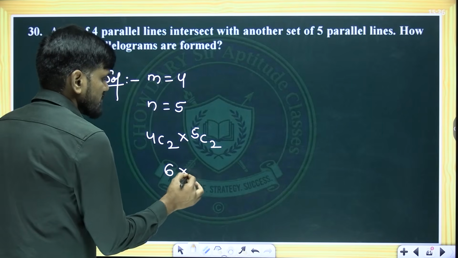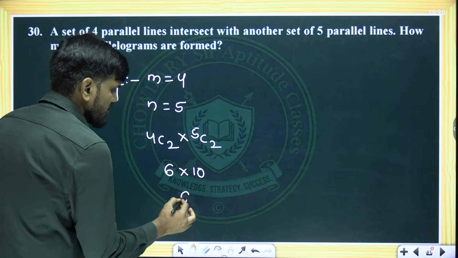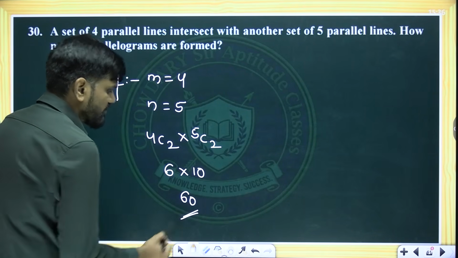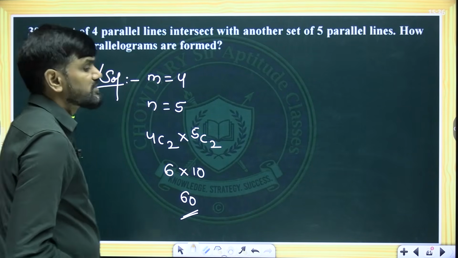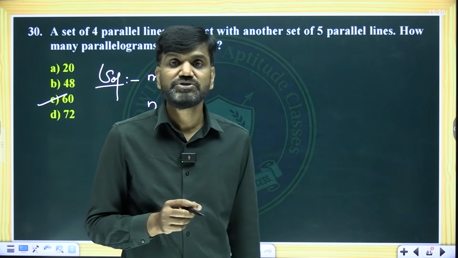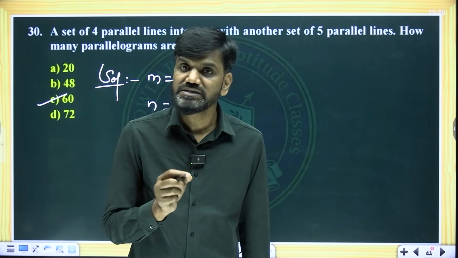4C2 is nothing but 6, 5C2 is nothing but 10. So total number of parallelograms are how many? 6 into 10. That should be how much? 60. Hence it should be option C.